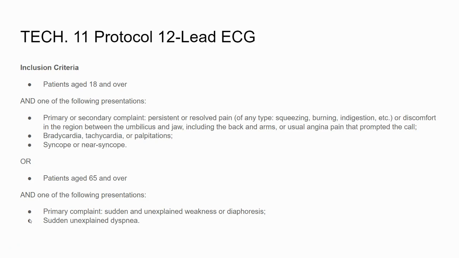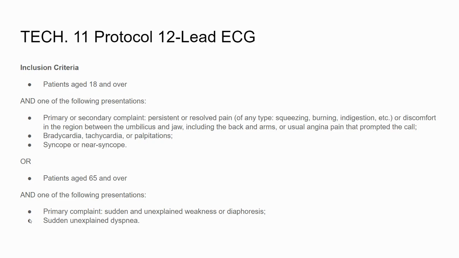So let's just look at the protocol now. The protocol right now is called Tech 11. This is for our 12-lead ECGs. We do have inclusion and exclusion criteria, so which patients can and cannot get a 12-lead ECG. Again, it's a protocol. When you become clinicians, you will be able to make a decision on your own, but for right now, this is the protocol.